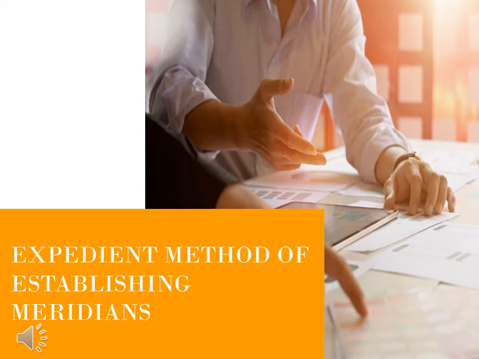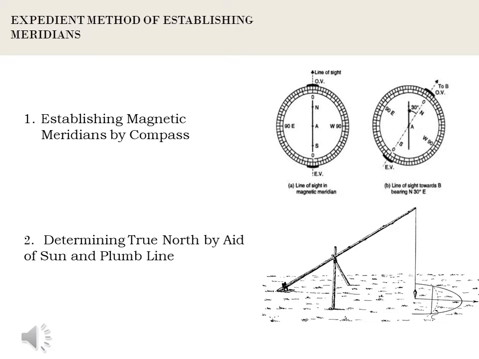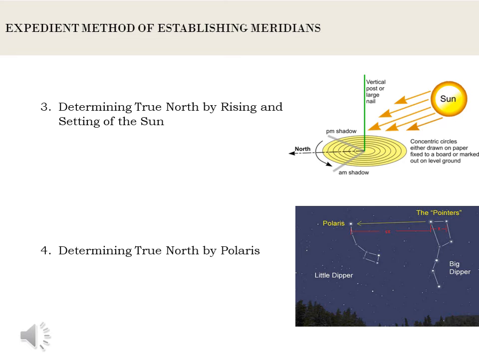There are different methods for establishing or determining meridians. The magnetic meridian can be established by setting up the compass over any convenient point and then sighting a distant object that marks another point on the meridian. Another method for determining true north is by the aid of the sun and a plumb line. By observing the rising and setting of the sun, we can determine the true north. This method can also be used in determining meridians.